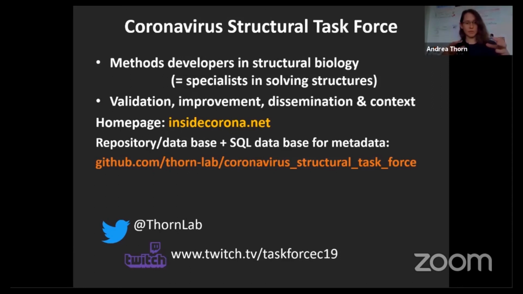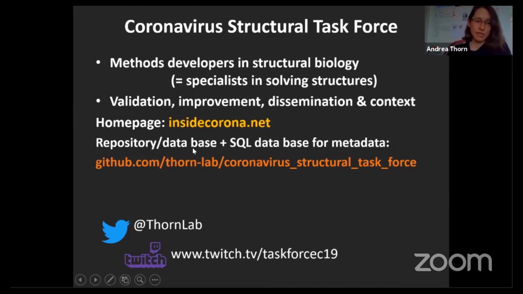And we also try to put the structures into context for people who are new to coronavirus. For example, drug developers that were focusing on HIV and are now coming into the coronavirus field. We do this on a homepage, insidecorona.net. We also have some information there for the general public about how all of this works.